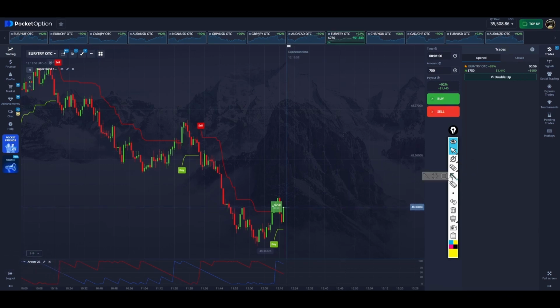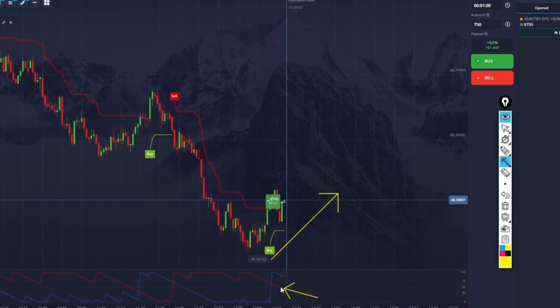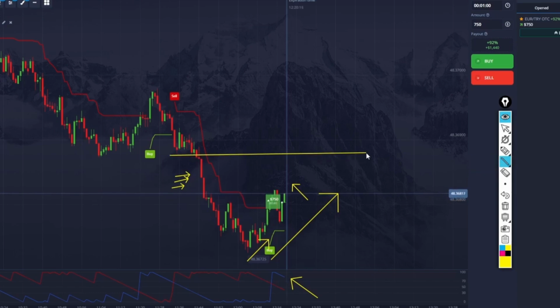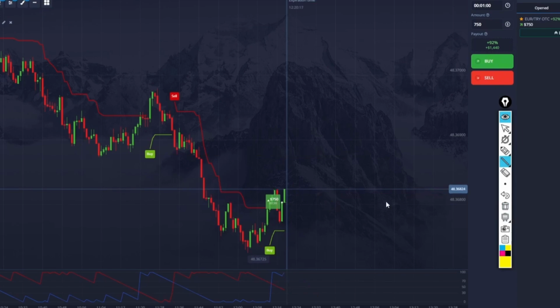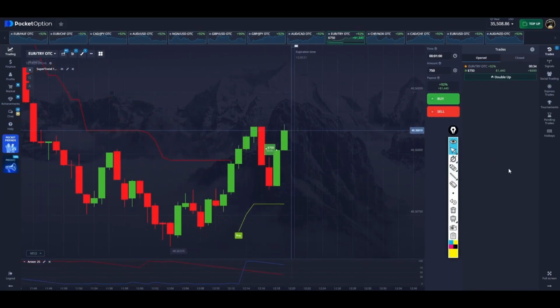I'm already in the market with the currency pair Euro-Turkish Lira. Here's what I find interesting. The first thing I noticed was a signal from the Supertrend indicator, and the Aroon indicator is showing buyer dominance. This suggests the beginning of a corrective move, and the price has room to go higher. That's why I decided to enter a buy trade with an expiration time of 1 minute. Let's see how this option closes.